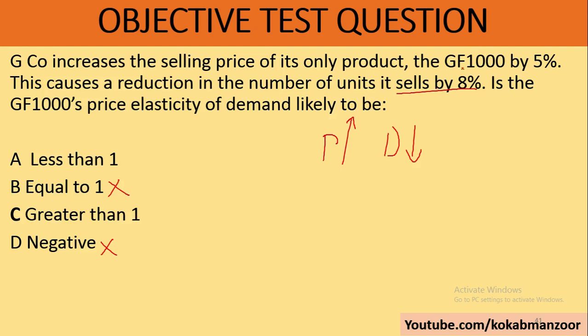Now you see the change in the price is 5% and the change in demand is 8%. So a small change in the price brings about a bigger percentage change in the demand, so we'll say it is a relatively elastic product. Whenever there is a relatively elastic product, its answer is always greater than 1. You can even solve it this way: 8 divided by 5, you will get 1 point something, or 1.25 or something like that. So greater than 1 is the right option.